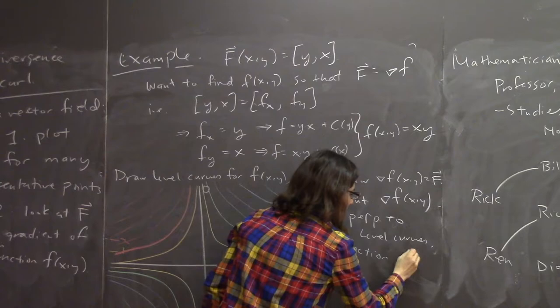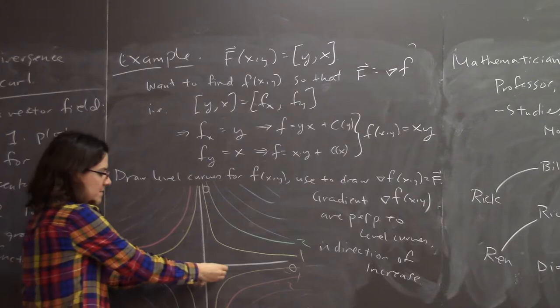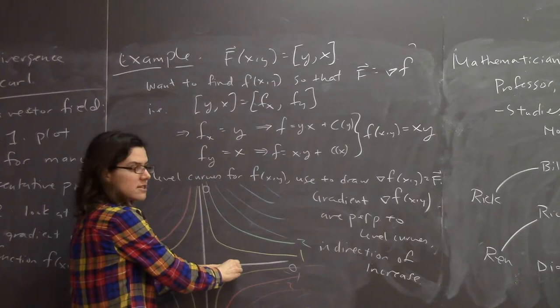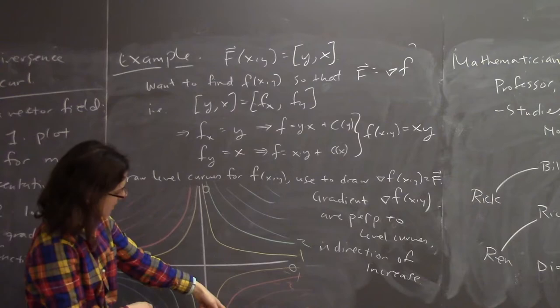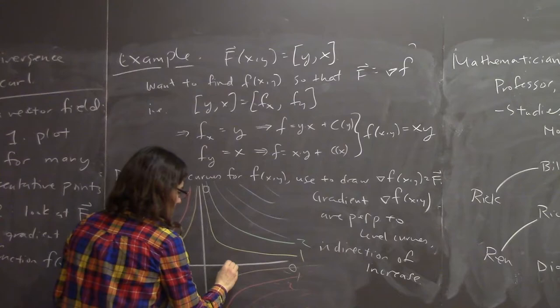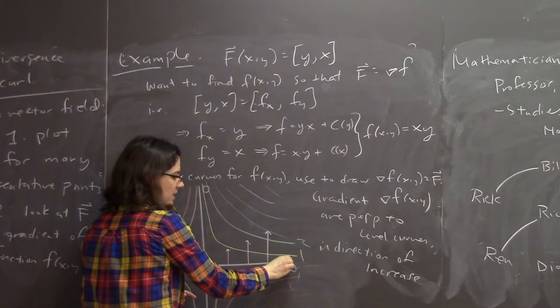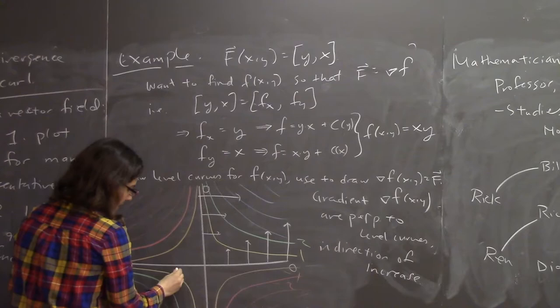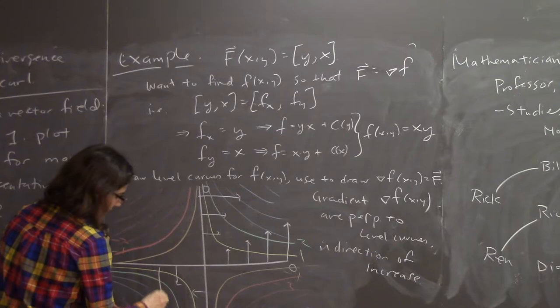So let's start with the axes. If I'm here, for example, on this level curve at level 0, my gradient vector is perpendicular, and it points in the direction of increase. So it's either up or down. If I go down, my function value is decreasing, so I'm going to go up. So here we go. And these are all perpendicular. I'm noticing that my level curves are getting closer together here, so I'm drawing my vectors getting bigger. And then the same thing down here. I want to go perpendicular in the direction of increase. So I have vectors something like this.